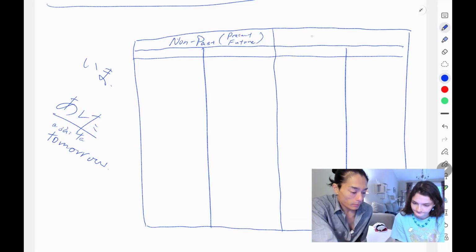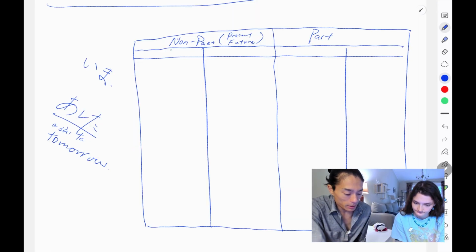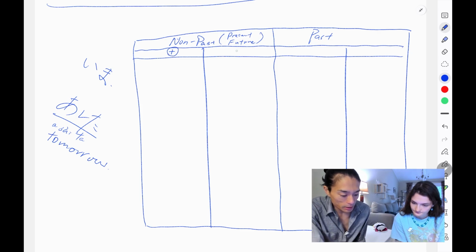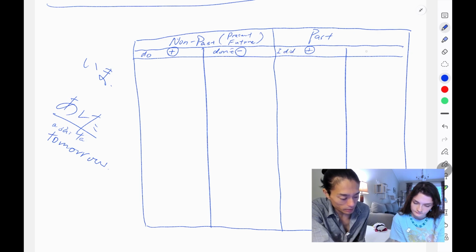We have past tense here. And then positive, meaning affirmative, like I do, I don't. Past positive would be I did, and past negative would be I didn't. Now, adjectives are the words that describe nouns, like small car, big car, expensive car, beautiful car. All of those are adjectives.